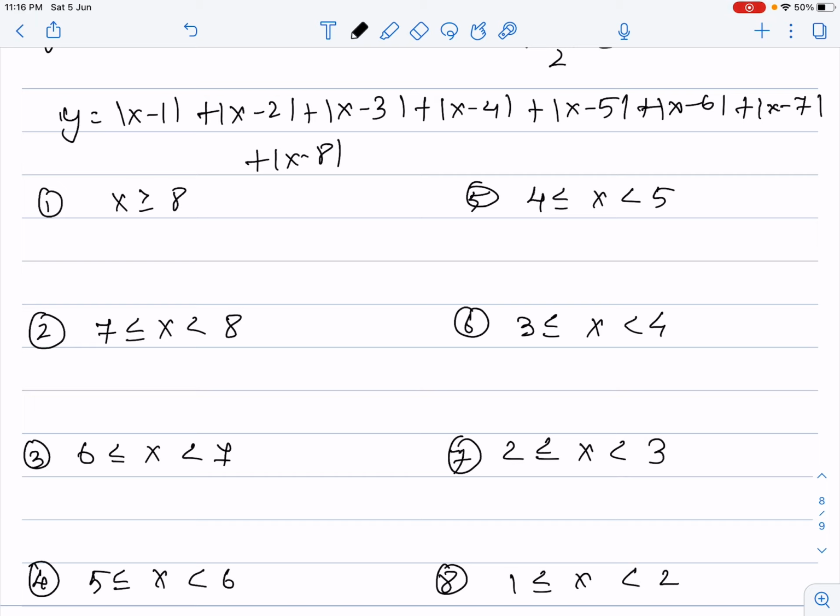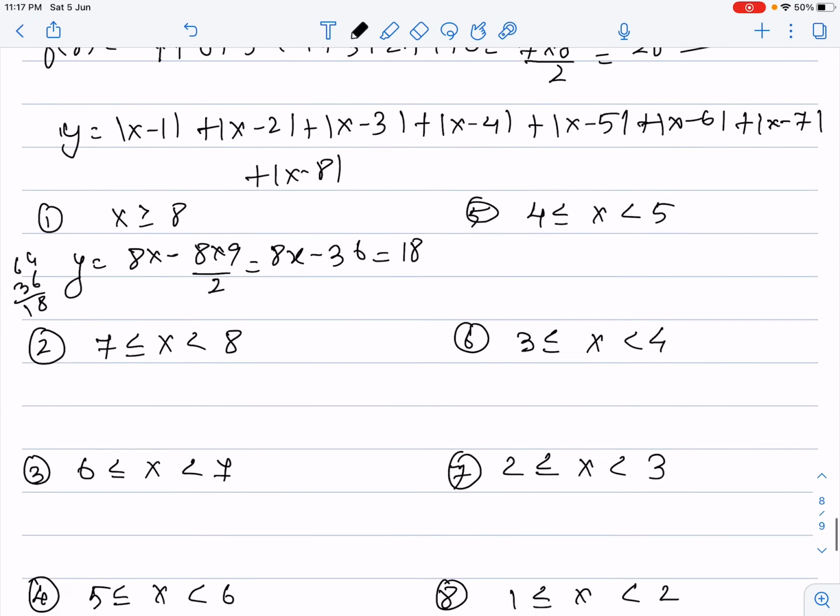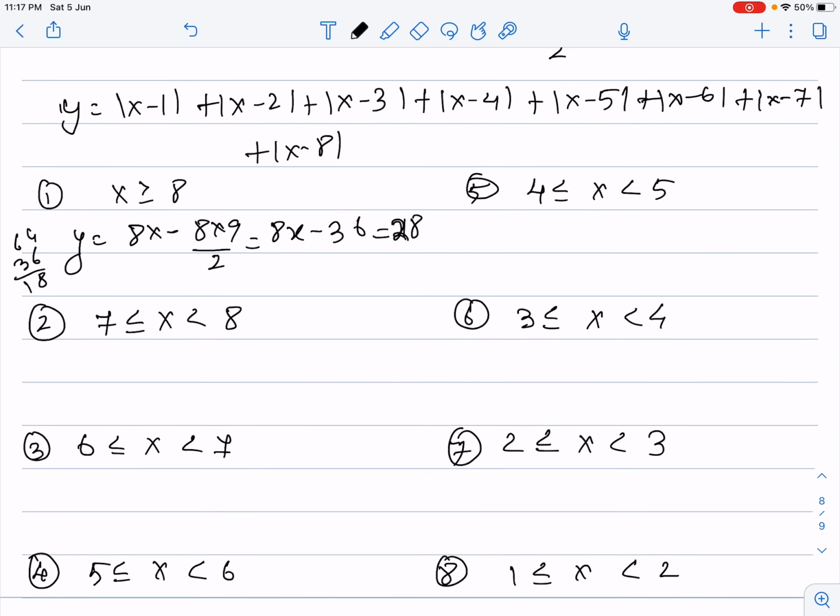For the first case, what will be written by me? Everything would be opening with the positive sign, so it will be becoming 8x minus 8 into 9 by 2, that is 8x minus 36. So we will be getting 28 as the value of this thing over here.